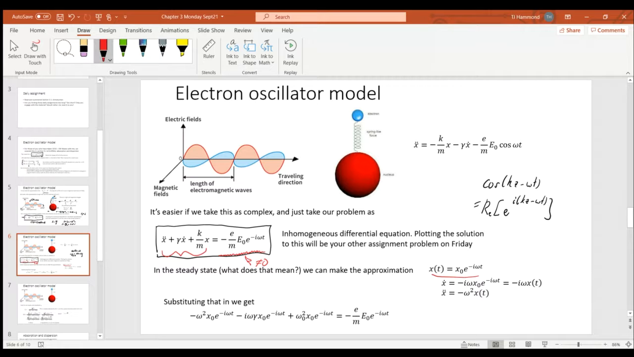Now, you'll notice that everything is multiplied by e to the minus i omega t, so we can cross all those out and solve for x naught.